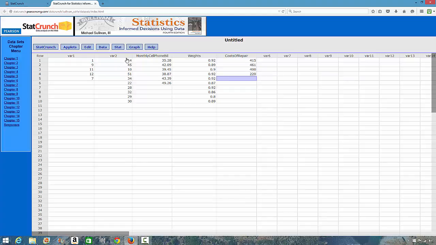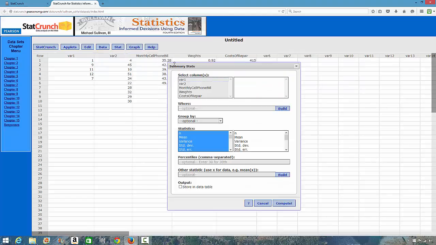So we need to find the range, sample variance, and sample standard deviation, and then we round to whatever they ask us to round to. So we go to stat, summary stats, columns. In this case, I get cost of repair. So I get my range first. I put down my hand on the control key because I am selecting more than one statistic. Then I need to get variance and standard deviation. I clicked range first because I want range to be on the result first. So whatever you want to be on the result first, you click it first, and then you click compute.